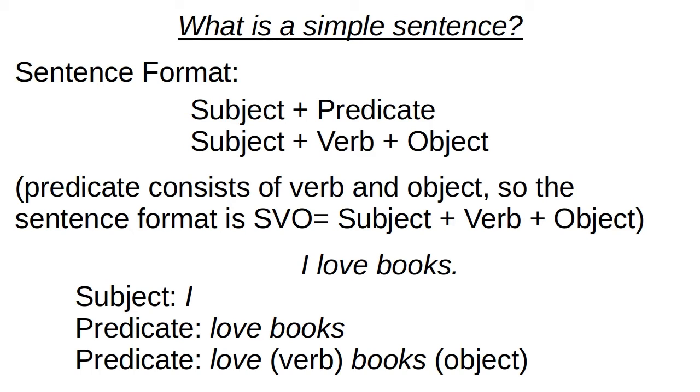The simple sentence is basically a sentence. So it must have a subject and a predicate. A predicate consists of a verb and an object. So the format is subject, verb plus object. In the earlier sentence, I love books, I is the subject, love books is the predicate. The predicate can be divided into verb and object. So here the verb is love and the object is books.